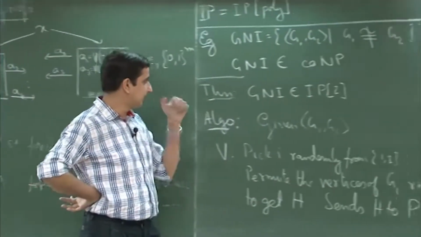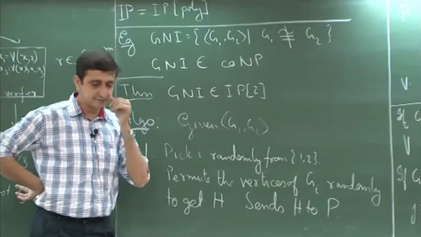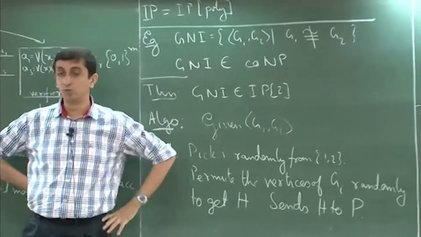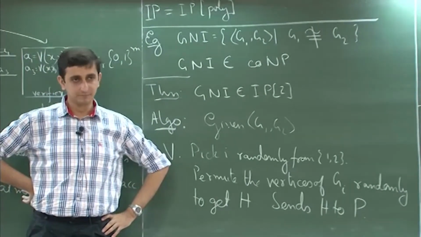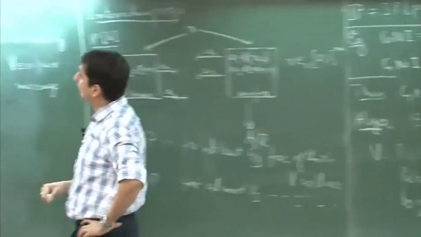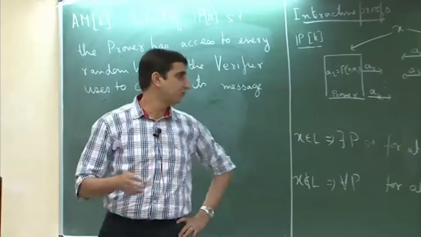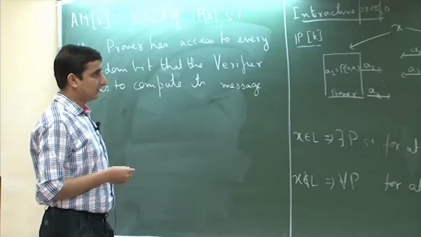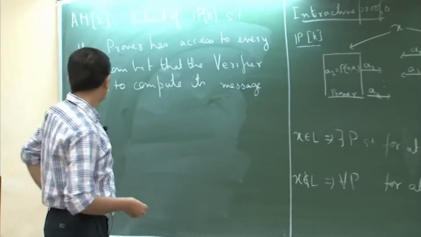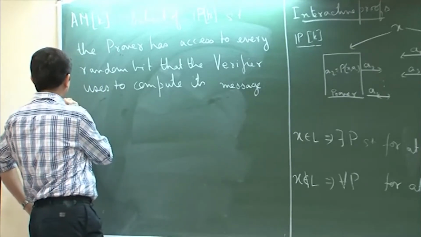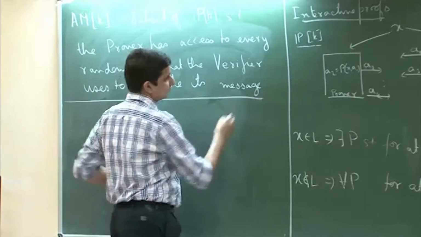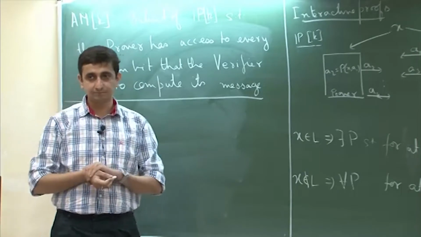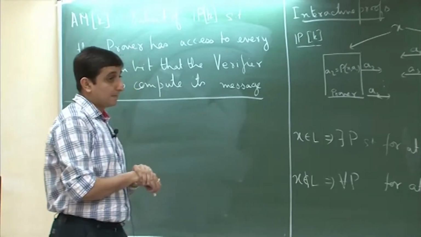I cannot say that graph non-isomorphism is in AM2. But as it turns out that is also true, but by a totally different argument, and we will see that probably on Friday, that graph non-isomorphism can also be shown to be in AM2.